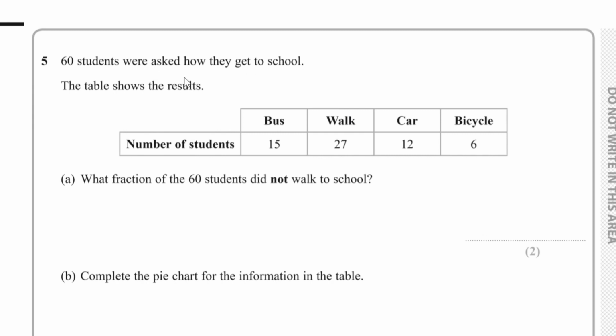Question number 5. 60 students were asked how they got to school. 15 took the bus, 27 walked, 12 took the car, 6 used a bicycle. What fraction of the 60 students did not walk to school?